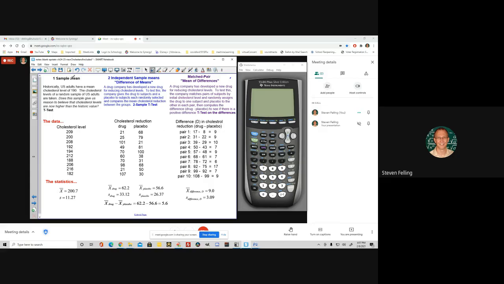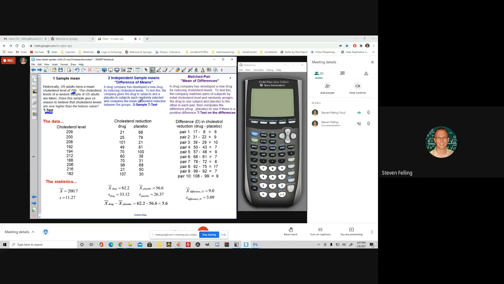Okay, so the chapter 23 that we were looking at before might be a problem like this. Historically, US adults have a mean cholesterol level of 190. The cholesterol level of a random sample of US adults are taken. Does this sample give us reason to believe that the cholesterol levels are now higher than the historic value? And in that case, we're going to be doing a t-test on that sample mean compared to the null hypothesis value of 190.